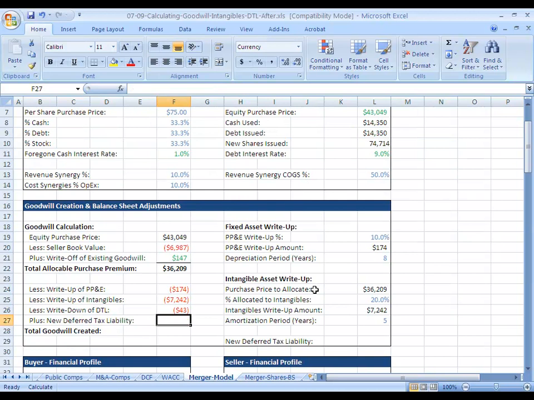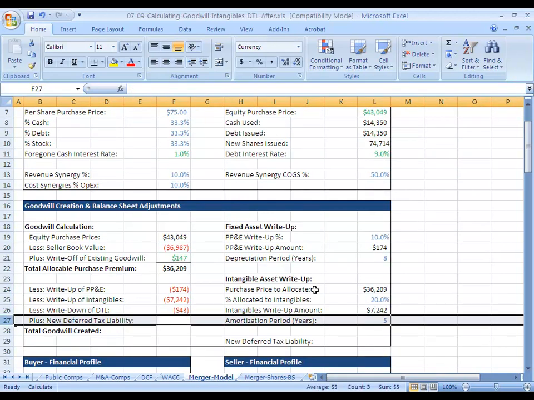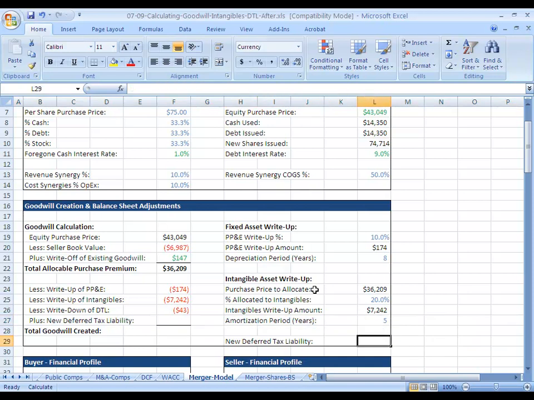And then the final step here is to figure in the new deferred tax liability. So the formula for this one is we take the intangible asset write-up amount plus the PP&E write-up amount, and we multiply by the buyer's tax rate, so Apple's tax rate here.